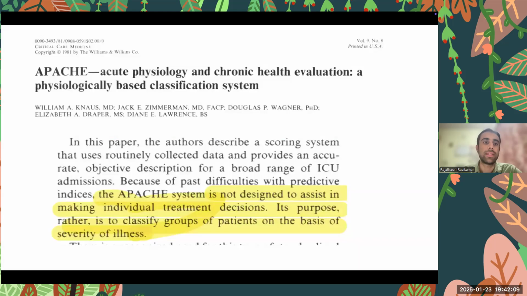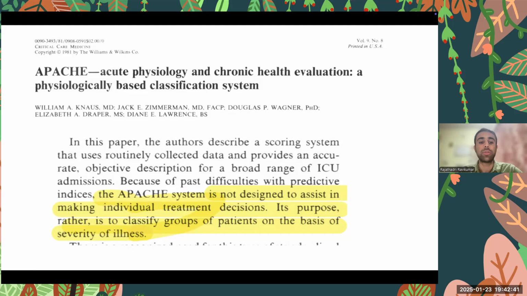So Apache, this is the paper by William Knaus in 1981, published in Critical Care Medicine. We have to understand why he made this scoring system in 1981. He says the Apache system is not designed to assist in making individual treatment decisions. Very important to understand that. Suppose the Apache score is 100 and the mortality reaches up to 85%. It does not mean we have to consider that the mortality is 85% and it is futile to give any treatment. It is not the purpose.